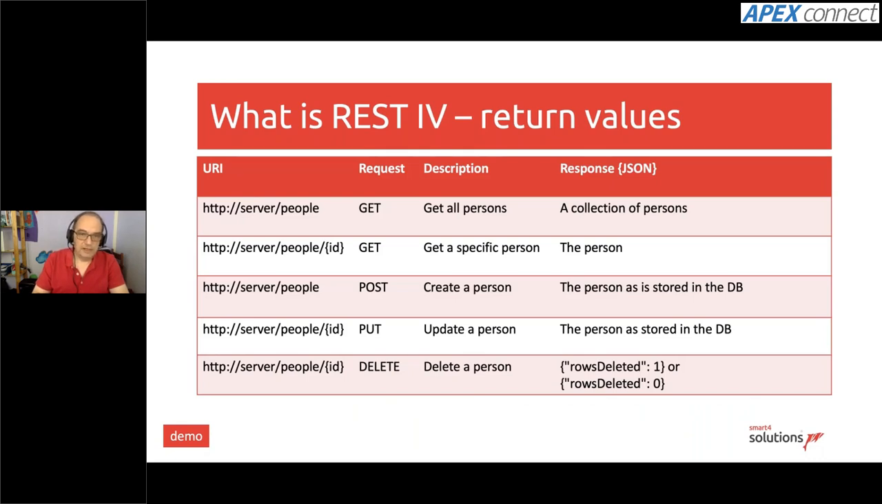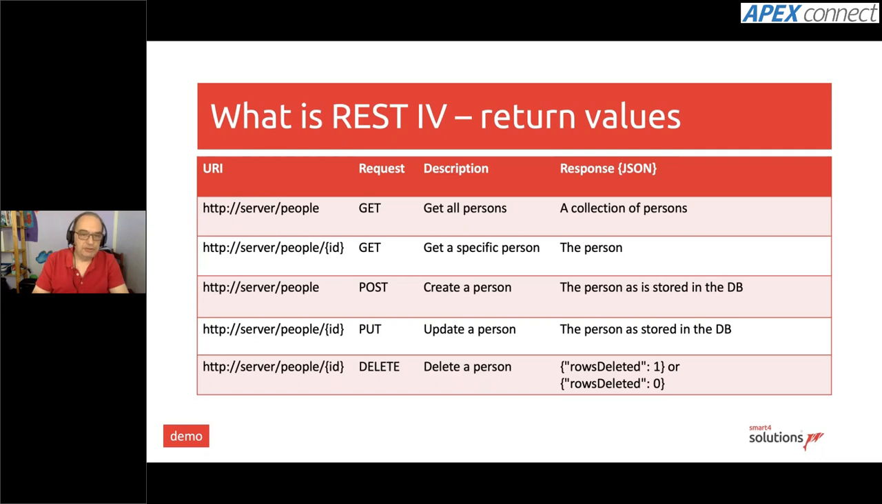So let's have a look at what REST is returning. For example, if I do a get to that server people URI, I will get all the people that the server is aware of, a collection of persons. And in our example, I will use JSON primarily. If I need a specific person, I can put the ID of that specific person into the URL, and I will get one person.